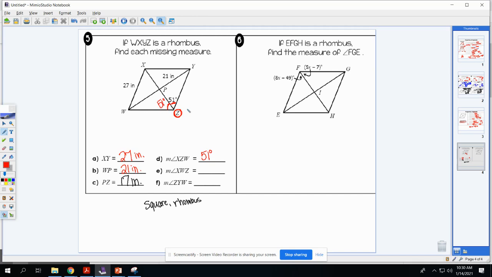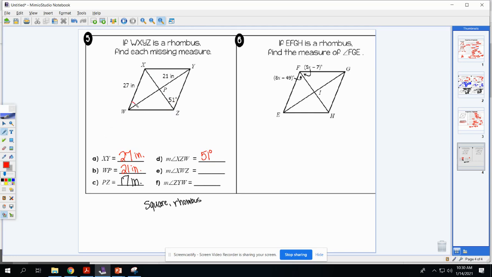Now we know what angle Z is. The full angle Z here would actually be equal to 102, because you could take 51 plus 51. All right, cool. So now let's look at XWZ.